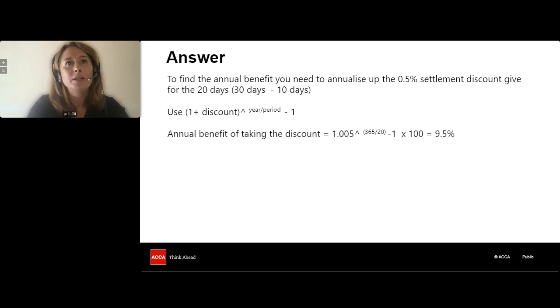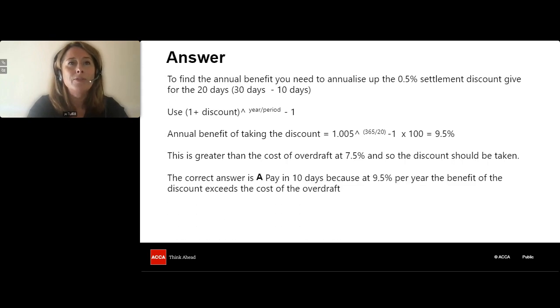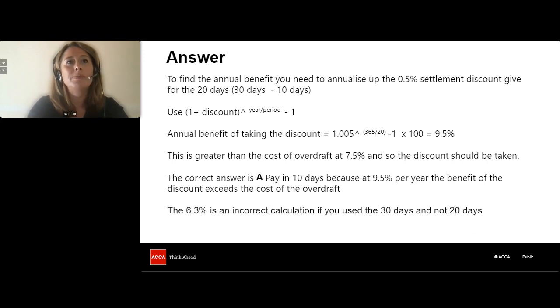So the annual benefit, if you do it correctly in your calculator, would be 1.005, which is 1 plus the discount, decimalized, to the power of 365 divided by 20, the number of 20-day periods in a year, minus 1, times 100 to get to a percentage, and that would give you 9.5%. Now, this is greater than the cost of the overdraft at 7%, and so the discount should be taken. So the correct answer is therefore A, pay in 10 days because 9.5% per year, the benefit of the discount, exceeds the cost of the overdraft. The distractor, 6.3%, is the incorrect calculation if you use 30 days and not 20 days. So remember, it's the discount period that you're annualizing, not the 30 days or the 10 days.